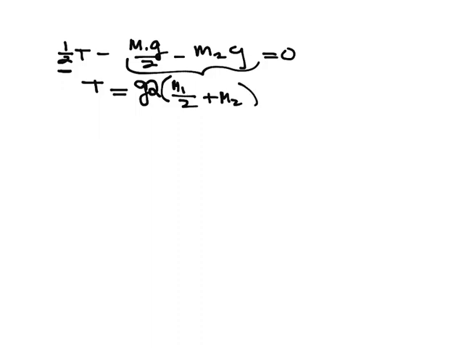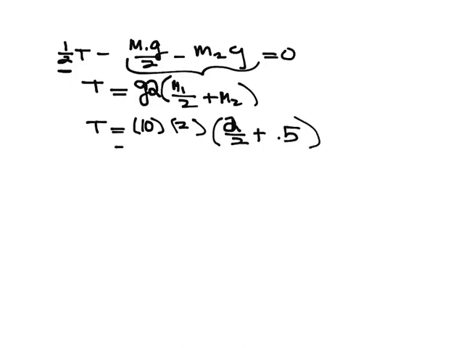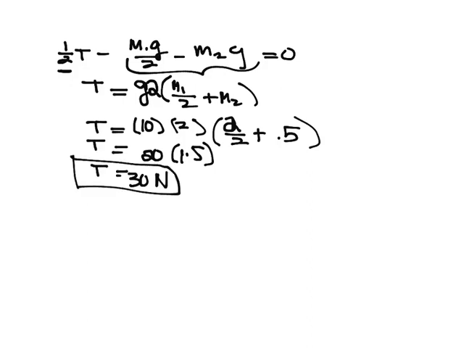And I know that m1 is 2 kilograms. So I have t is equal to g, which is 10, times 2 times 2 over 2 plus 0.5. And so I have 20 times 1.5, which is equal to 30 newtons. Okay, so we have T equals 30 newtons.